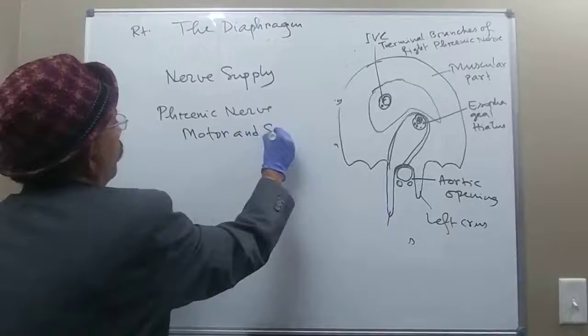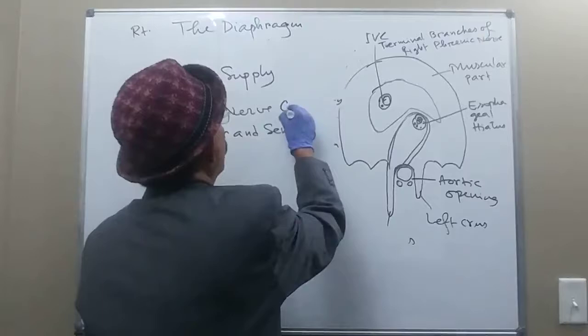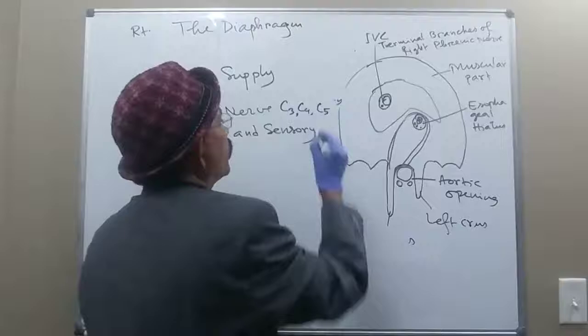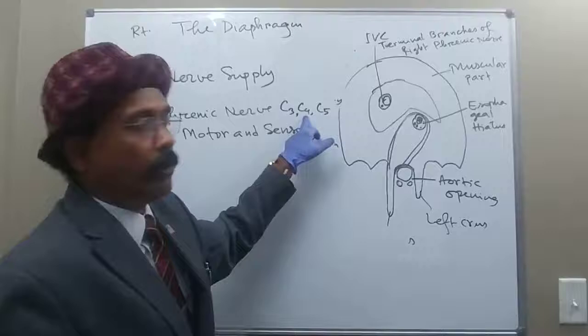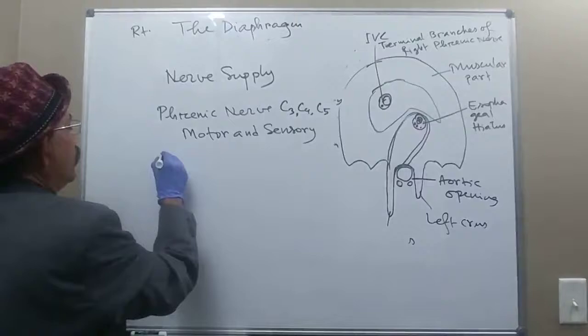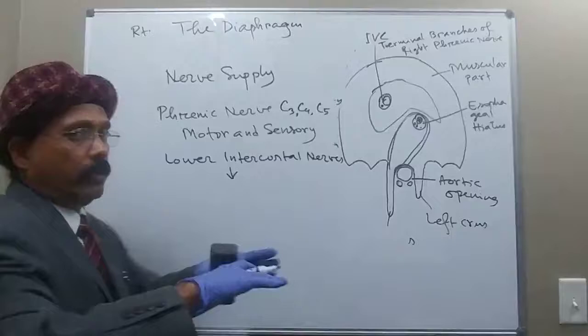Okay. Sensory. Phrenic nerve, what is the root value? C3, C4, C5. So you must remember C3, C4, and C5. Remember, C3, C4, C5 keep the diaphragm alive. Okay, these are coming from the cervical plexus. Okay, how about the peripheral part? We have the lower intercostal nerves, the nerves that will provide sensory innervation to the periphery.